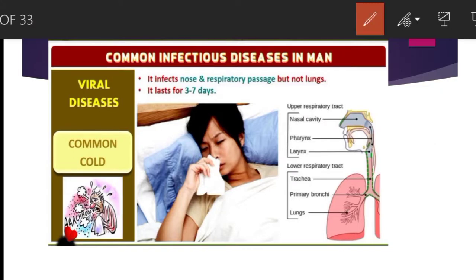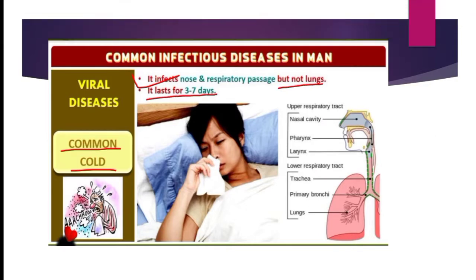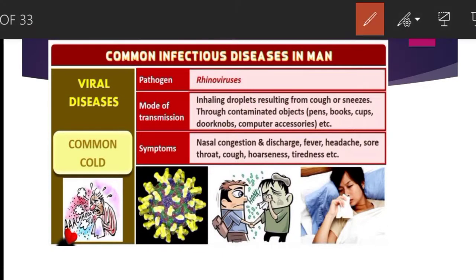The first viral disease which we are going to study is the common cold. It infects the nose and respiratory passage, but it does not infect the lungs, and it lasts for 3 to 7 days. The causative agent of this disease, that is common cold, is rhinoviruses, and it is the most common viral infection found in humans.